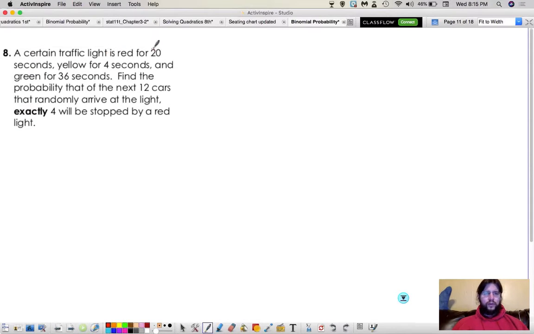A traffic light is red for 20 seconds, yellow for 4 seconds, and green for 36 seconds. Find the probability that, of the next 12 cars that randomly arrive at the light, exactly 4 stop at a red light. So n is 12, and r is 4.